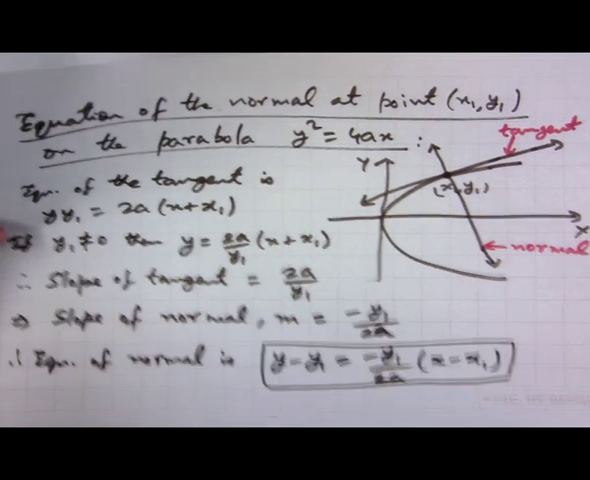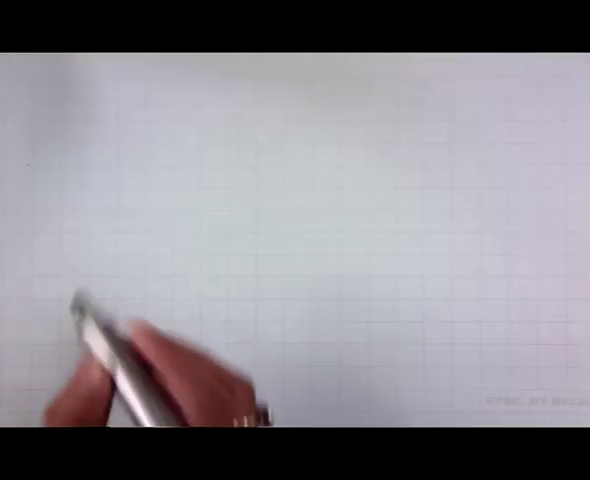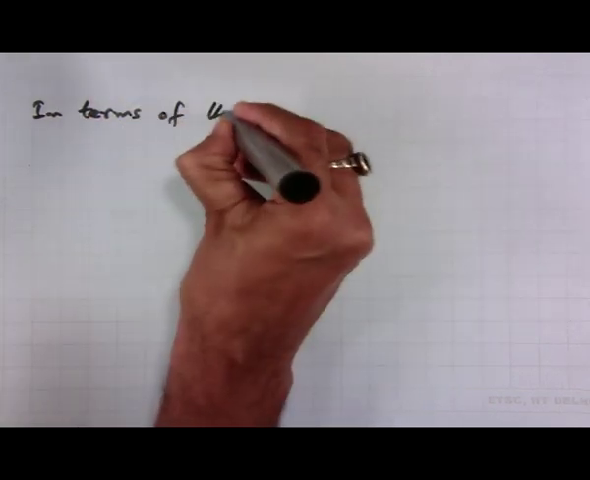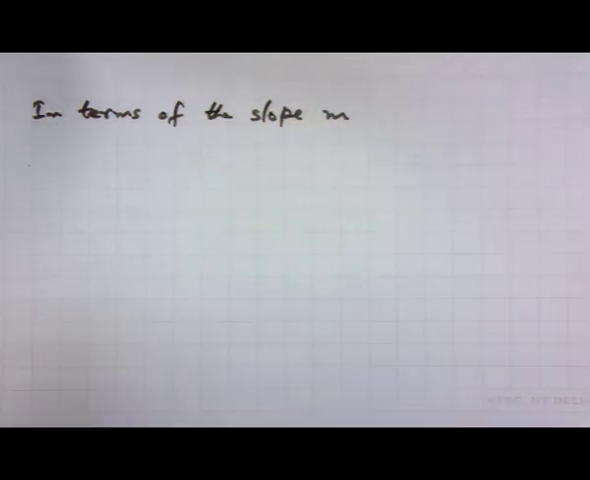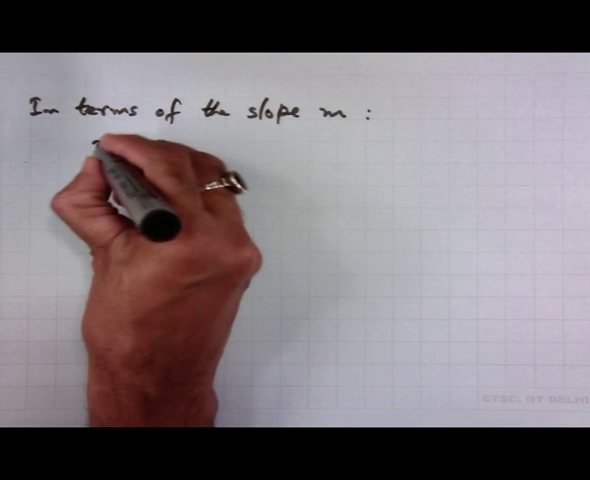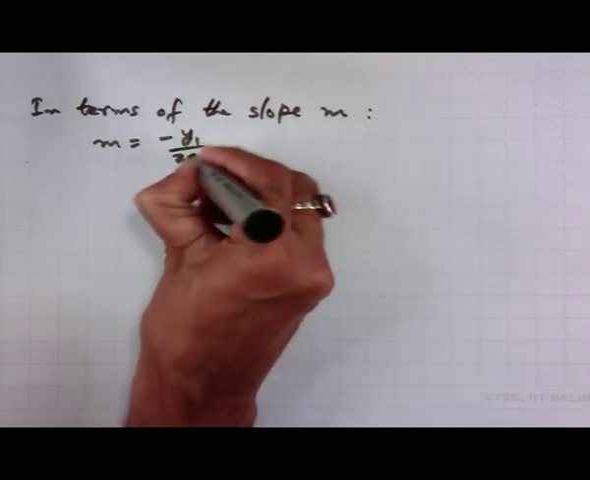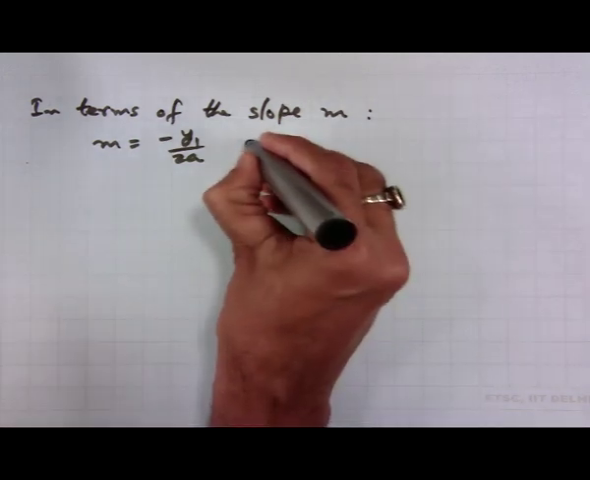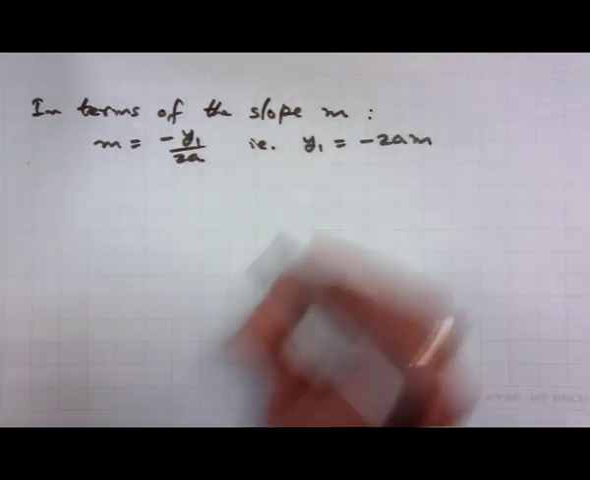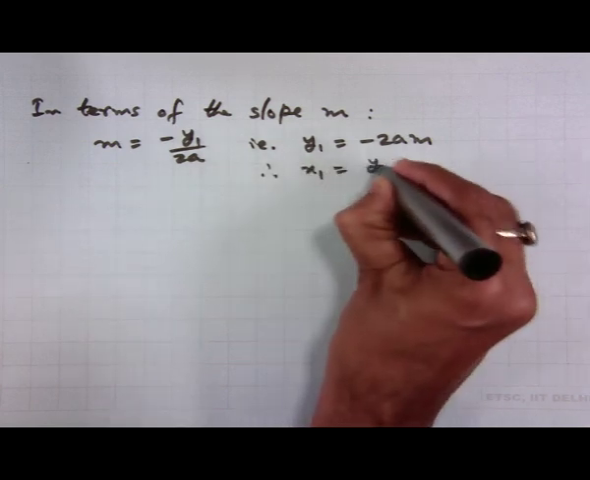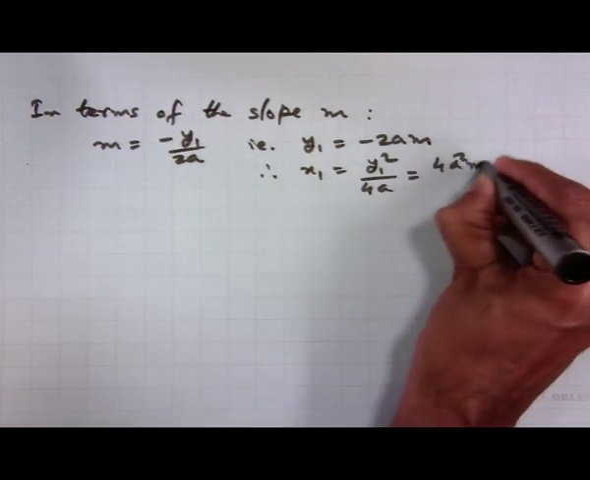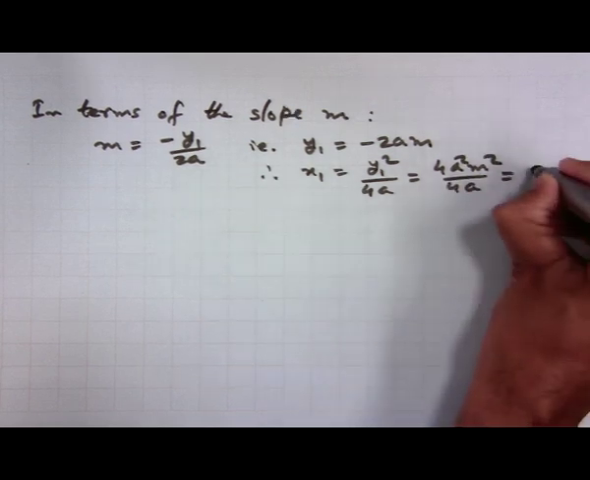Let us write this equation in terms of the slope m. In terms of the slope m, we have m is equal to minus y 1 by 2a, that is y 1 is equal to minus 2am, and therefore, x 1 is equal to y 1 square by 4a, which is equal to 4a square m square by 4a, or this is equal to a m square.